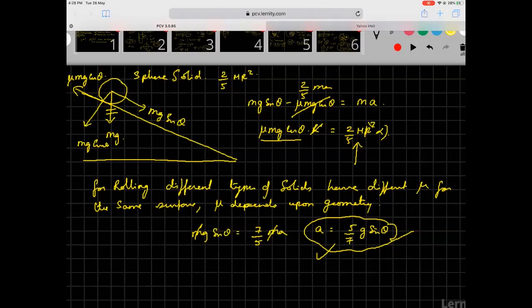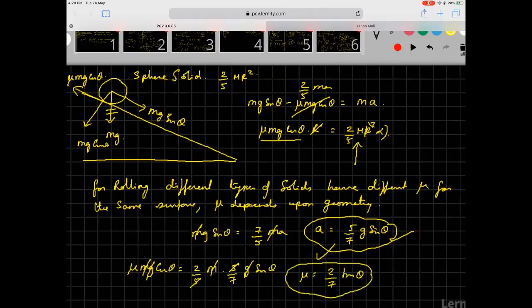Here we are getting mu mg cos theta is equal to 2 by 5 into m into A, where A is 5 by 7 g sine theta. So from here mg gets cancelled, 5 gets cancelled. So I get mu is equal to 2 by 7 tan theta. This 2 by 7 part comes from geometry. Different geometries will have different mu values.